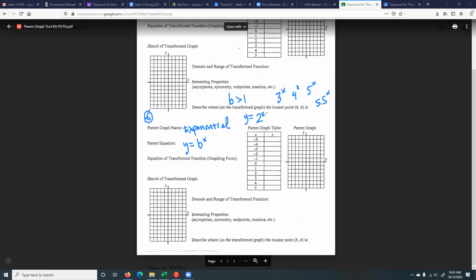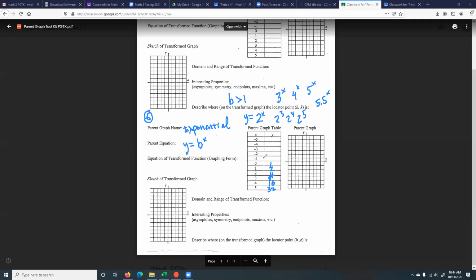So if I plug in 2 to the 0, that's going to give me 1. 2 to the first power gives me 2. 2 to the second power is 4. 2 to the third power is 8. 2 to the fourth power is 16. 2 to the fifth power is 32. You'll notice the numbers are doubling.